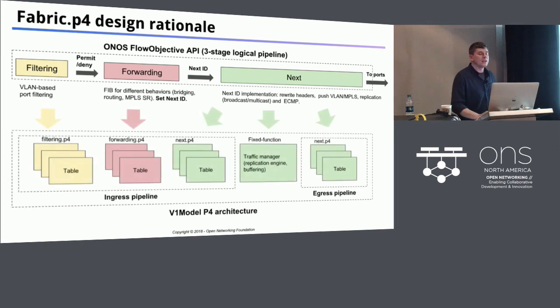So in designing Fabric.p4, clearly we took the easiest path, which is, given a logical pipeline that we are familiar with, we simply replicated that pipeline in P4. So if you look at the Fabric.p4 program, you will find tables that are organized in a way that really looks like this Flow Objective API.